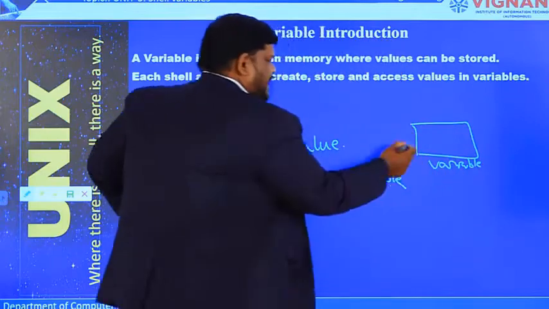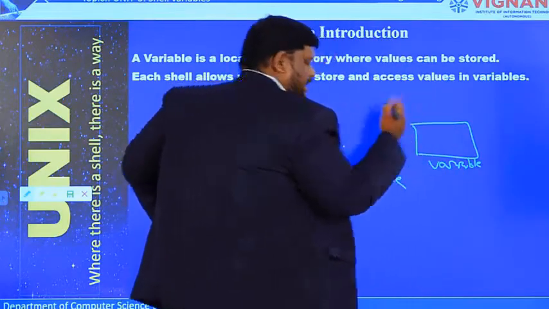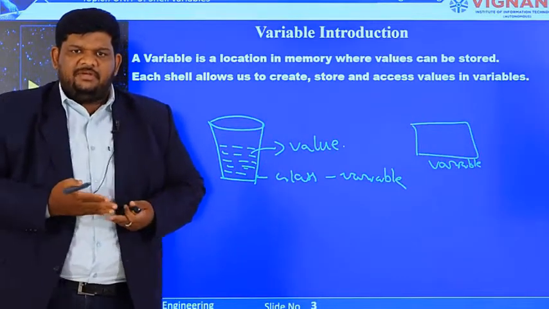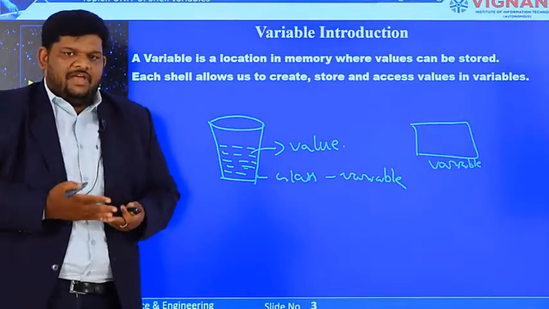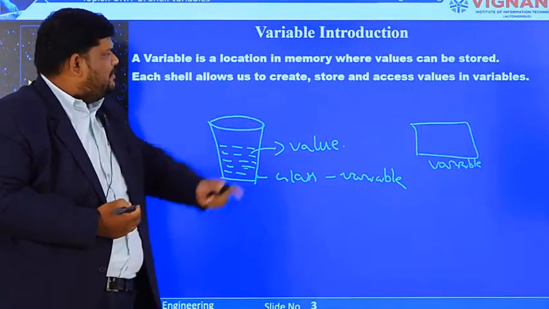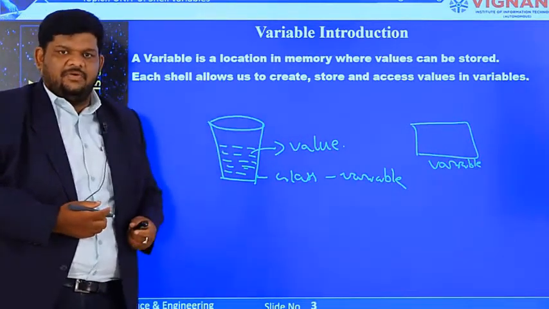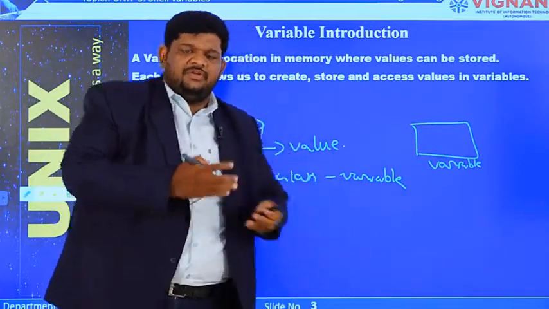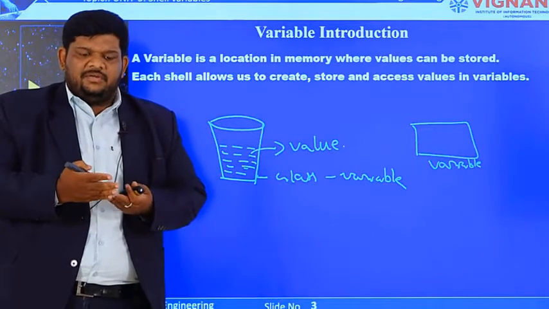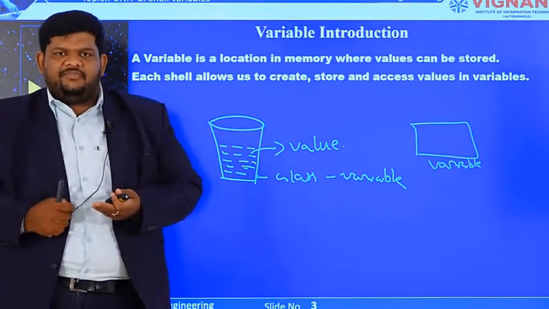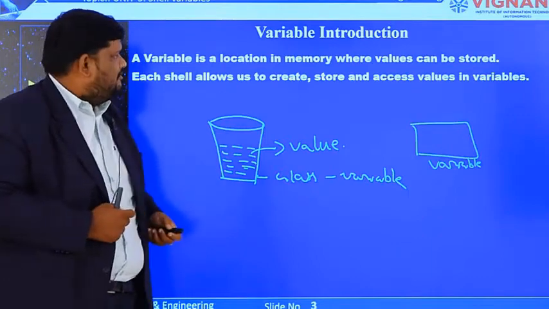It contains some name. A variable can store any value. It may be numbers, it may be strings, whatever it may be. A variable stores some value. So we are saying here, a variable is a location in memory where values can be stored. When we create a variable, it gets some memory allocation, but we need not bother about memory allocation. With the help of the variable name, we access that particular value. So this is all about the variable introduction.